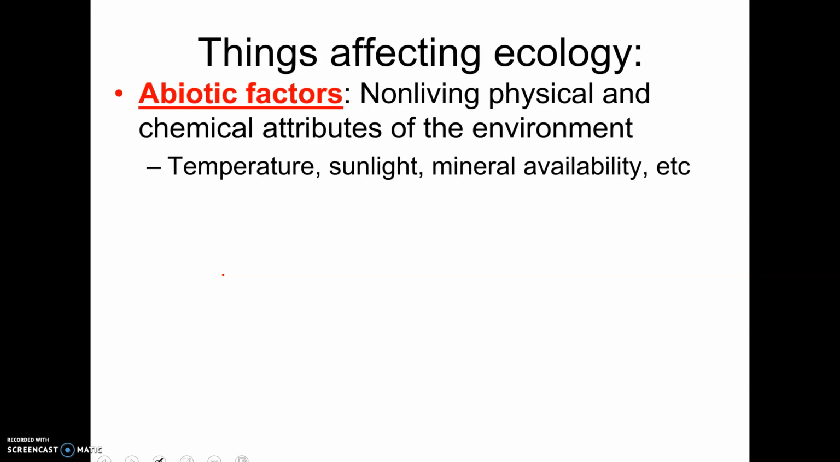All right, some things that would affect the ecology of a particular environment. Sometimes we have environments like biomes, like the desert biome or the tropical rainforest, where certain kinds of living things are supported based on the climate, the rainfall, things like that. So abiotic factors are the non-living physical and chemical attributes of the environment that could affect what can live there. The temperature, the sunlight. Obviously, the things that can live in a desert are probably not going to be the same organisms that can live in a tropical rainforest.